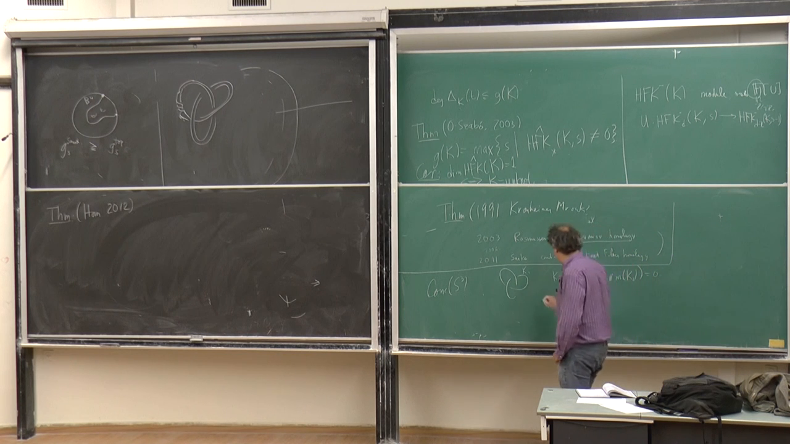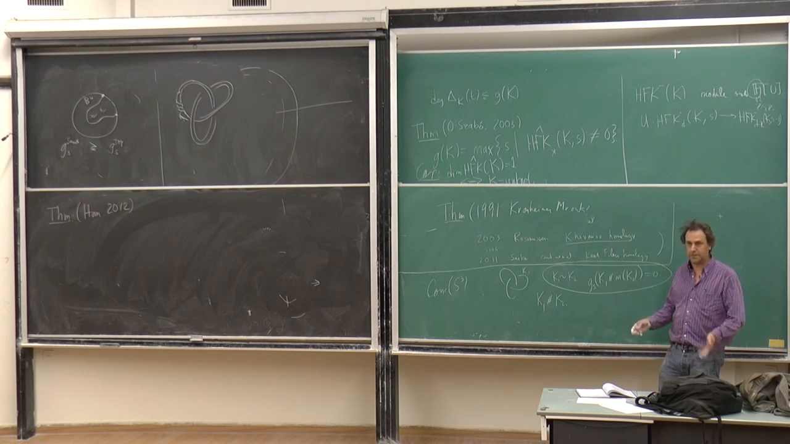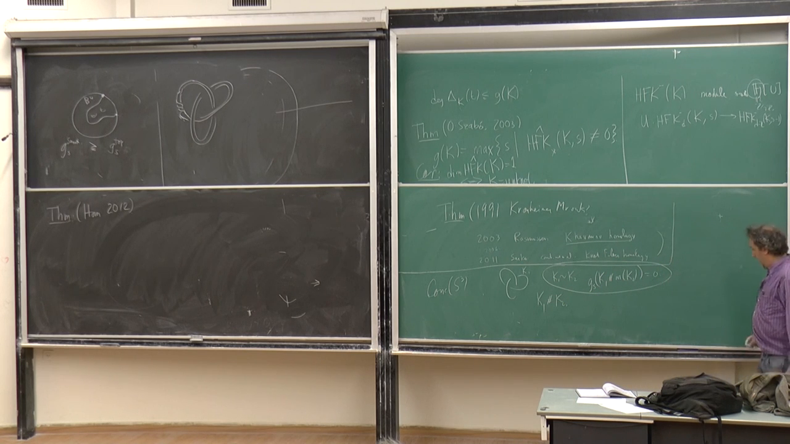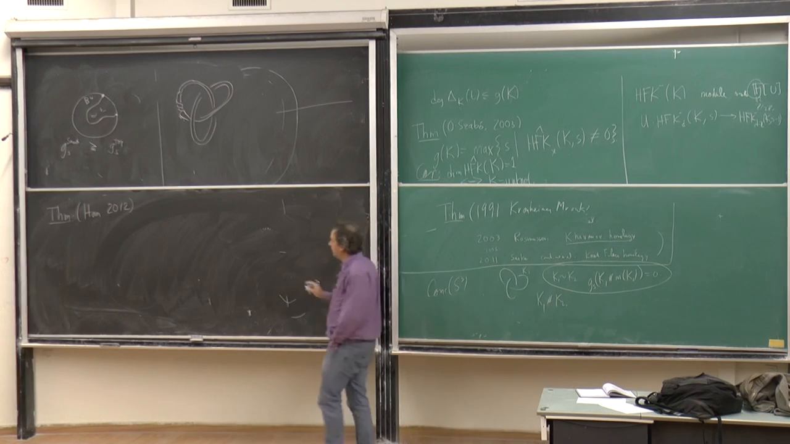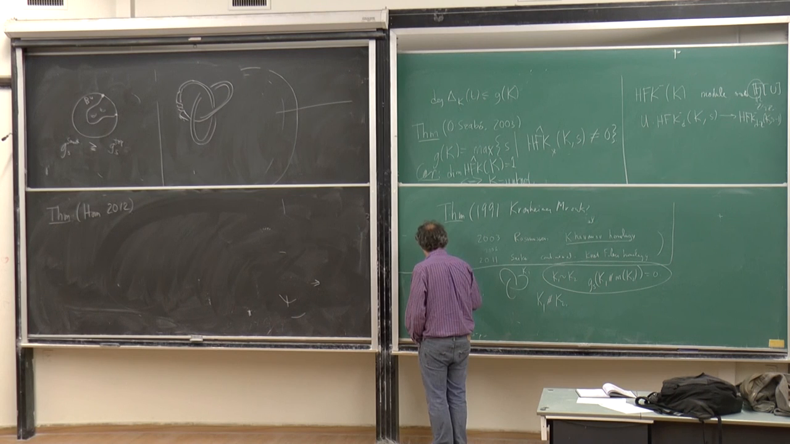It's a fact that this is a group. If I look at all knots modulo this equivalence relation, that forms a group, and the group operation is connected sum. And like I said, there are two different versions of this equivalence relation: there's the smooth, and there's the topological.